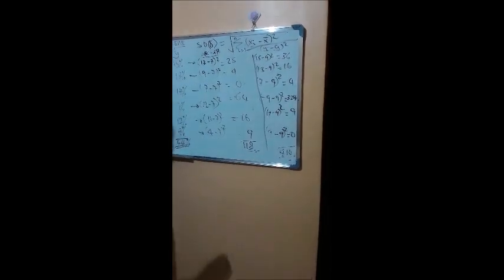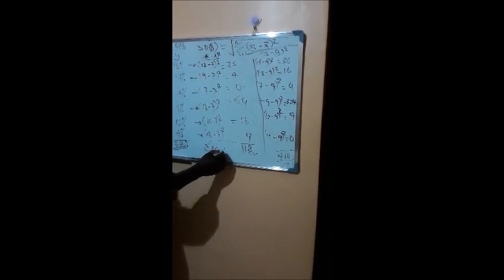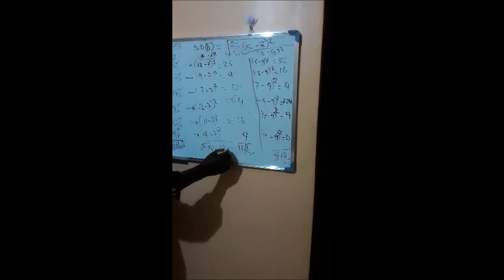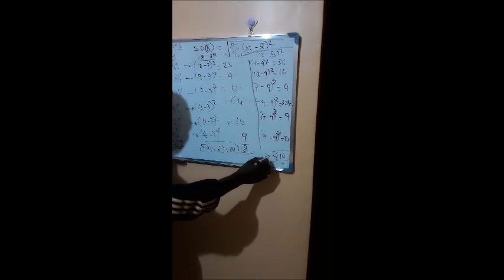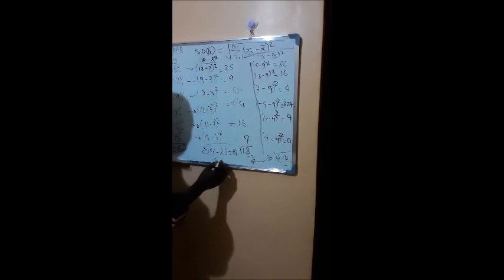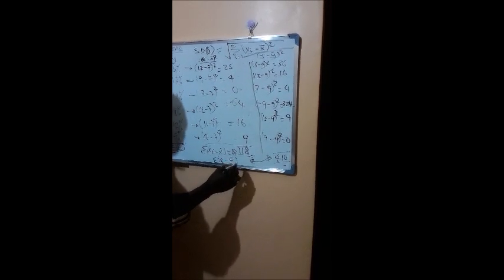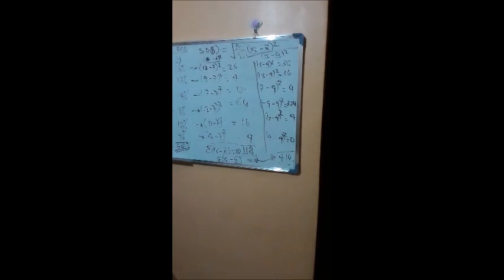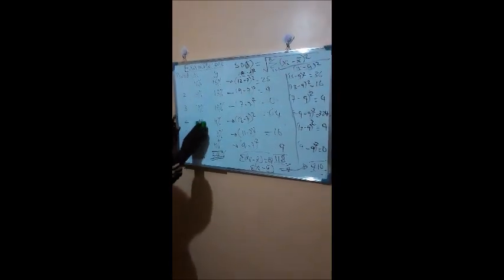410. So this is the summation of Xi minus X bar squared is equal to 118. This one is the summation of Yi minus Y bar squared equal to 410.